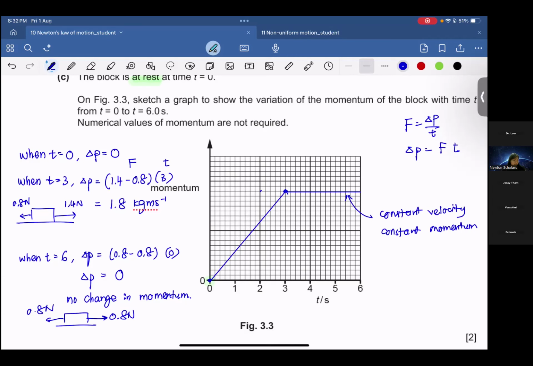Any question for this one? Fatima? No, good job. Okay, others? Do you have any problems with this, sketching the graph?